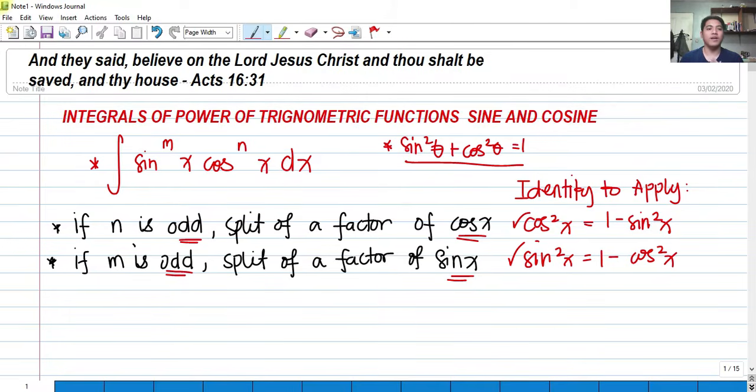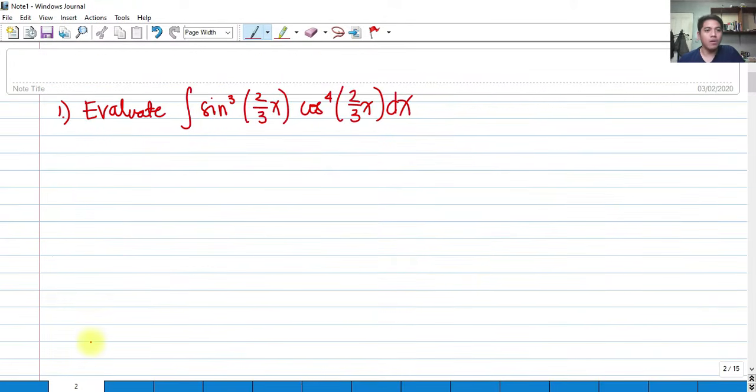To apply this, we have to solve some problems. Again, the only way for you to be good at this is to solve as many problems as you can. So let's try the first problem. How about we evaluate the integral of sine cubed of 2/3 x, cosine raised to 4 of 2/3 x dx. Basically, we label this as our m and this as our n. Our m here is odd.